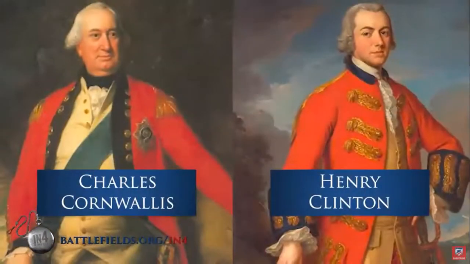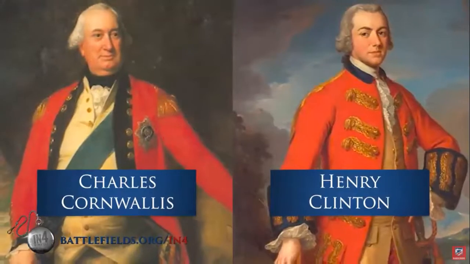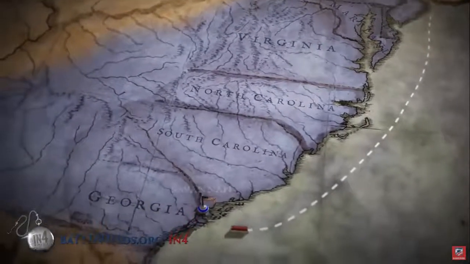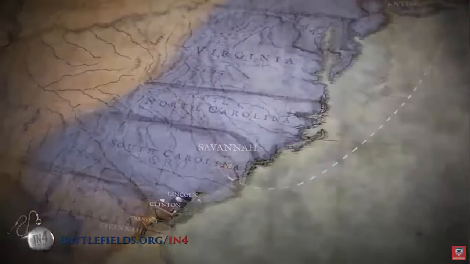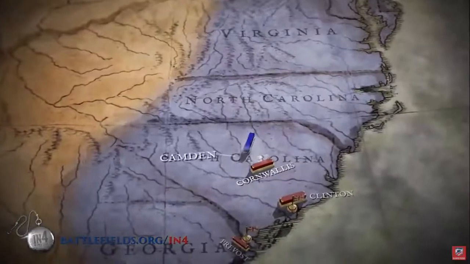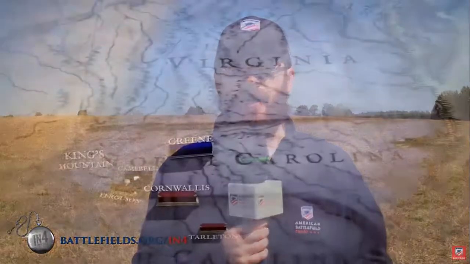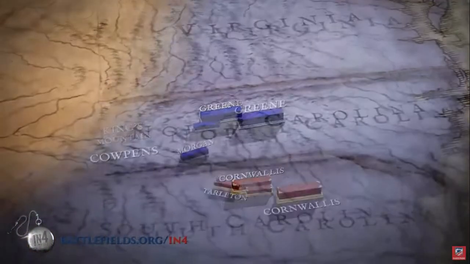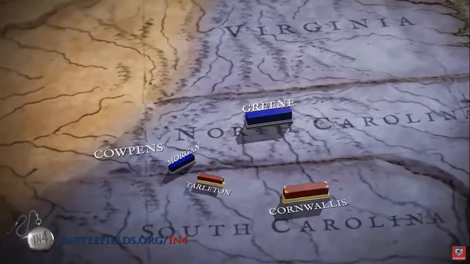Unable to destroy General George Washington's Continental Army in the early stages of the American Revolution, the British High Command decided to shift its strategy and focus on the southern colonies late in 1779. The Crown forces enjoyed initial success with twin victories at Charleston and Camden. But in the fall, the tide began to turn, with a Patriot victory at the Battle of Kings Mountain in October, and again in January 1781 at the Battle of Cowpens.